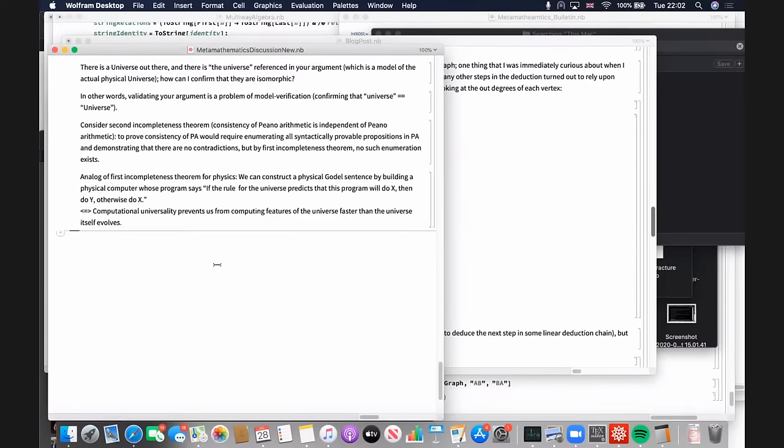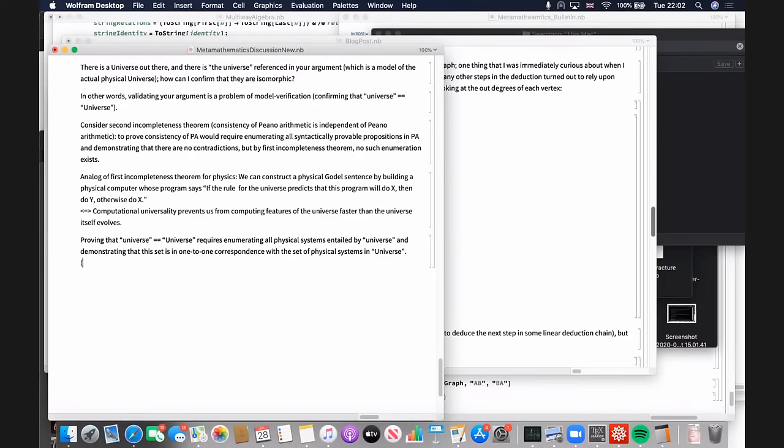So my claim is just like proving consistency of PA requires enumerating all syntactically provable propositions, proving that universe equals universe requires enumerating all physical systems entailed by the universe and demonstrating that this set is in one-to-one correspondence with the set of physical systems in the universe. But physical incompleteness tells us that no such enumeration can be made.